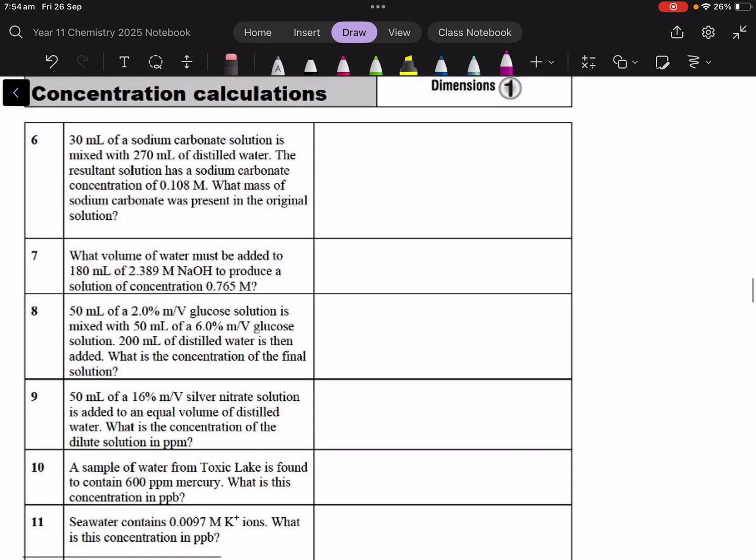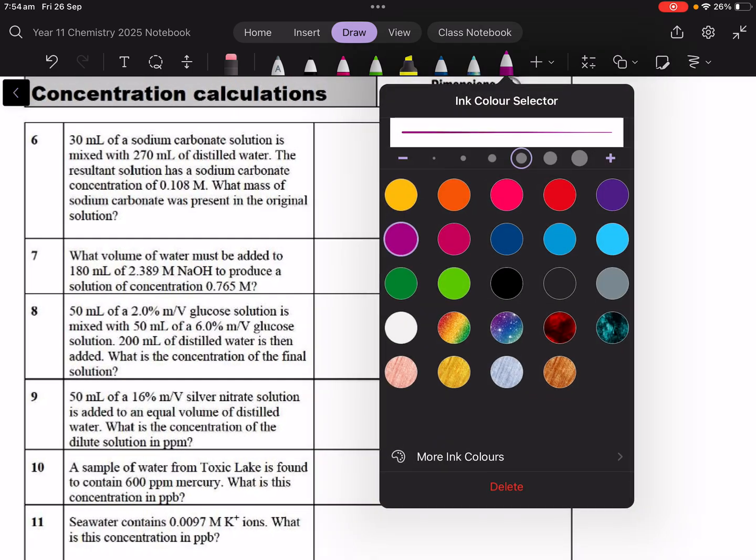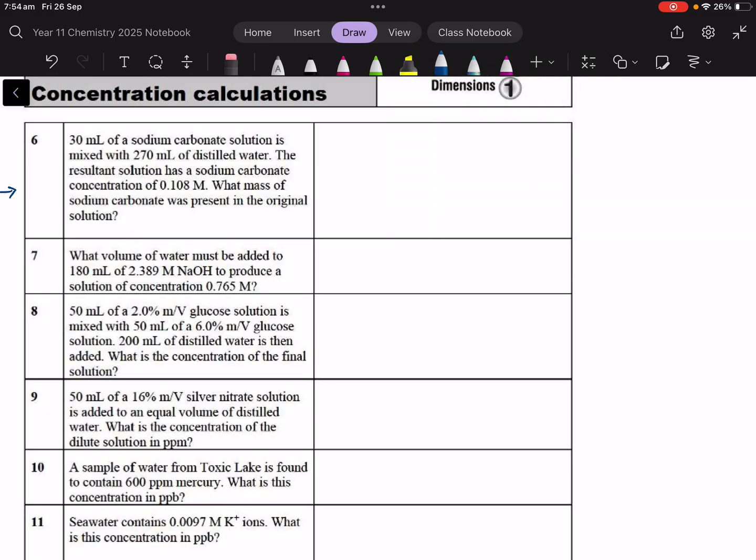Just explaining this question now, question number 6. So you are looking at, I'm going to highlight the things, 30 milliliters of sodium carbonate solution is mixed with 270 mils of water. So be careful here. The 270 mils is now being added to the 30 mils. So your final volume is 300. The resultant solution has a sodium carbonate concentration of 0.108 molar. What is the mass of the sodium carbonate?